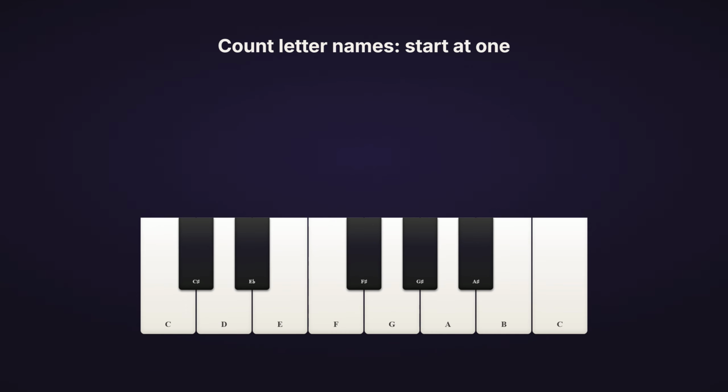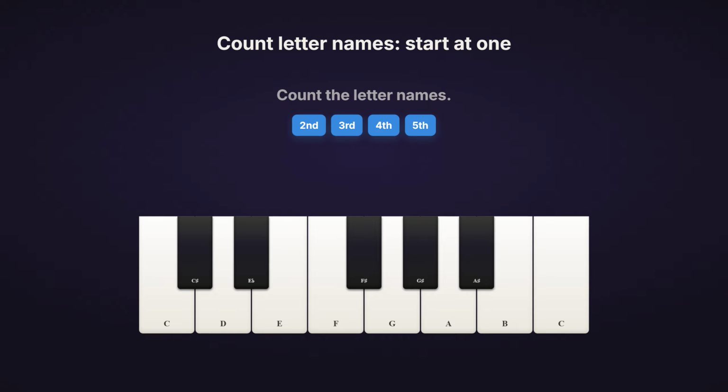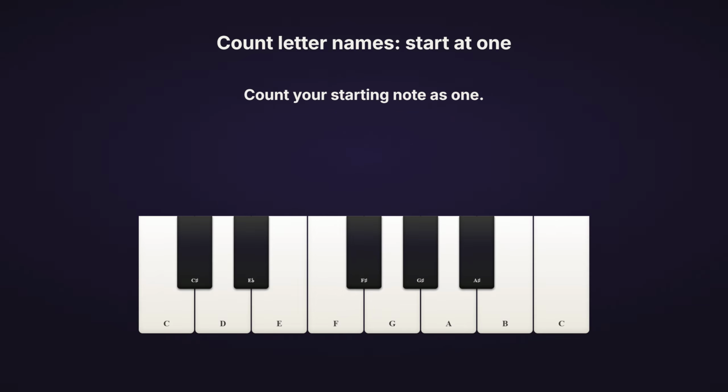Now for the measuring itself, and we are going to start with the part that is, honestly, the easiest piece of the whole puzzle. Every interval has a number, and that number tells you its rough size. A second, a third, a fourth, a fifth, and so on. To find that number, all you do is count letter names, and there is exactly one rule you absolutely must not forget. You count the note you start on as 1. Not 0. 1. Let us do it together and see it happen.